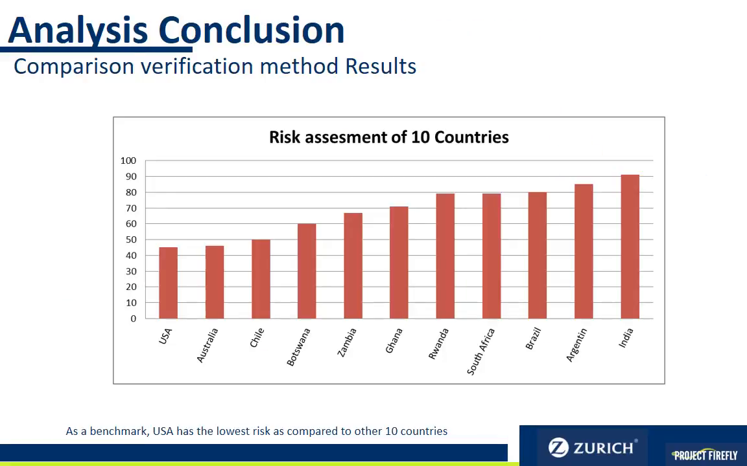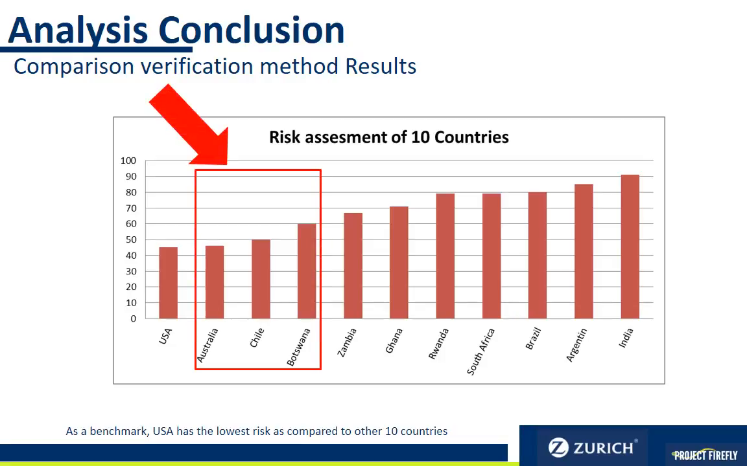The histogram on the slide is an enlarged version of the histogram shown in the previous slide, presenting the risk ranking of the 10 countries of the analysis. As shown again, Australia, Chile, and Botswana are the 3 countries with the lowest risk. Compared to Hematite's country, USA, we can see that the overall risk in the USA is much lower compared to the other countries.